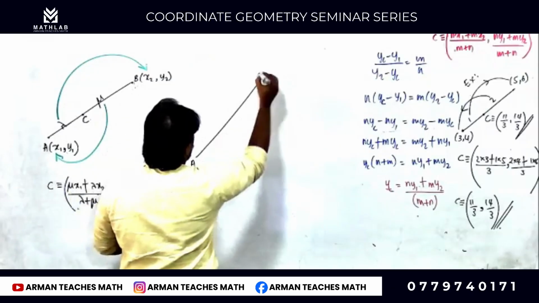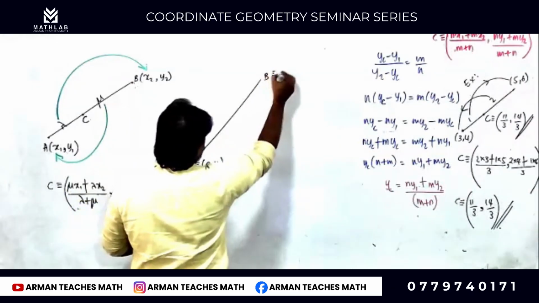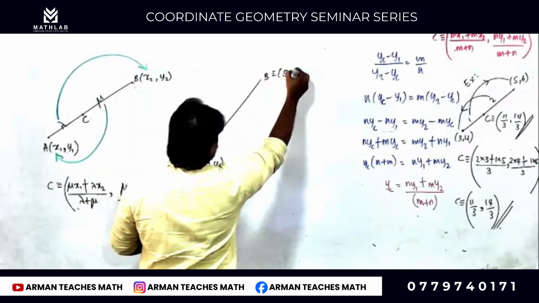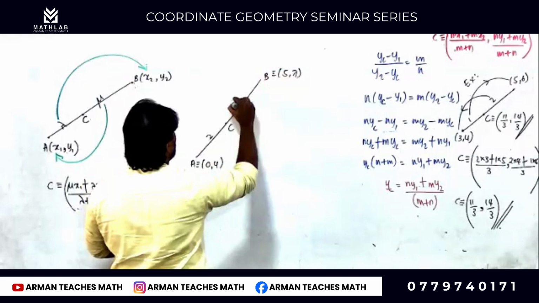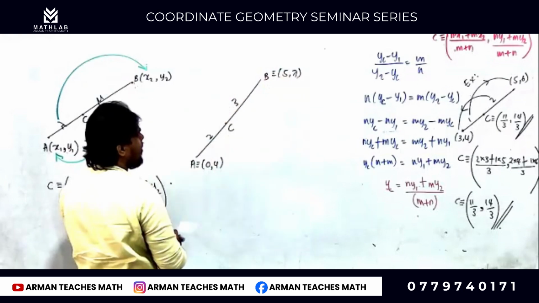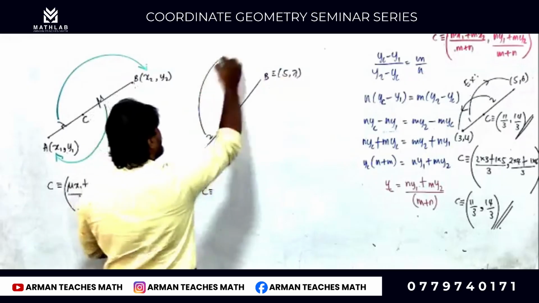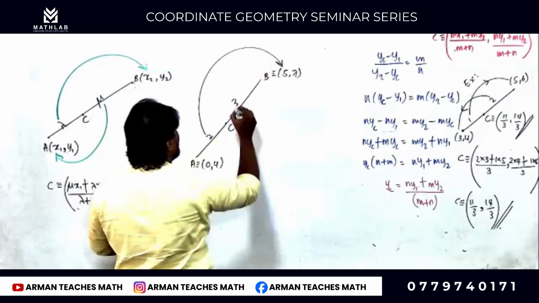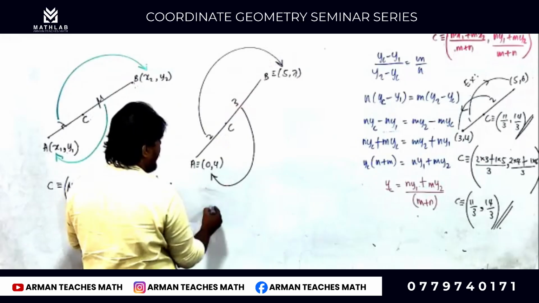Points A and B are given as (0, 4) and (5, 7). Point C divides AB in the ratio 2:3. What's the pattern? I need to calculate the coordinates of C. This one is multiplied with this ratio, and this one with the other. What's the formula? What's the format?